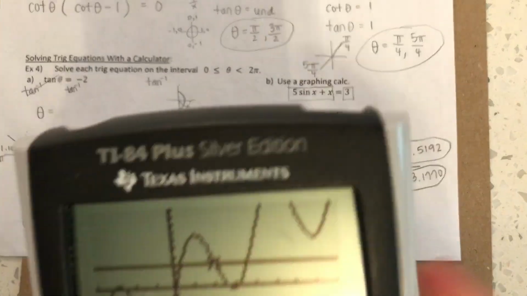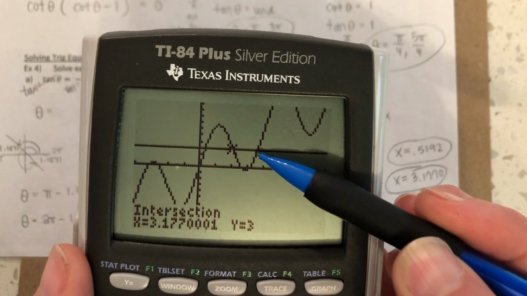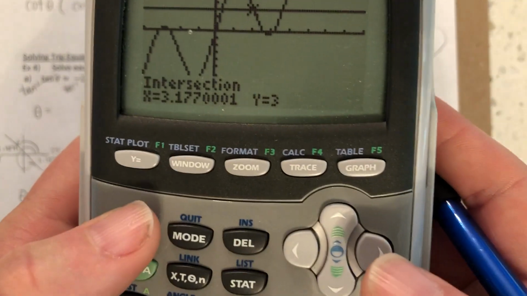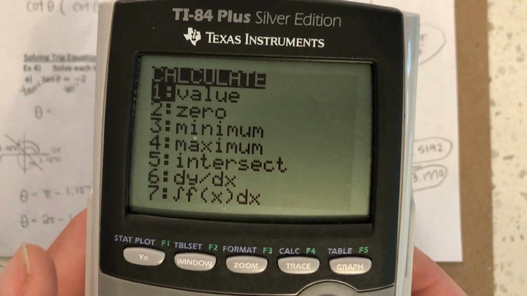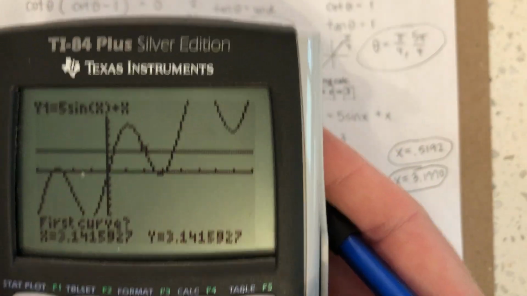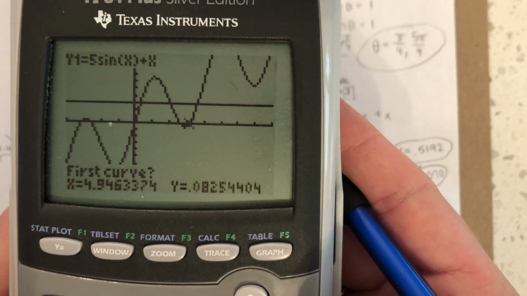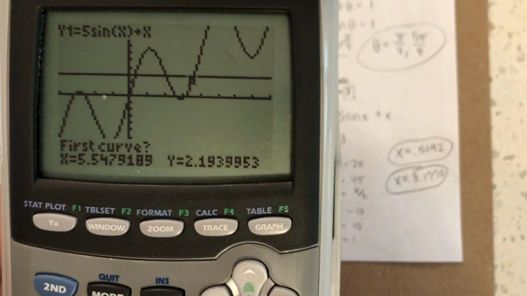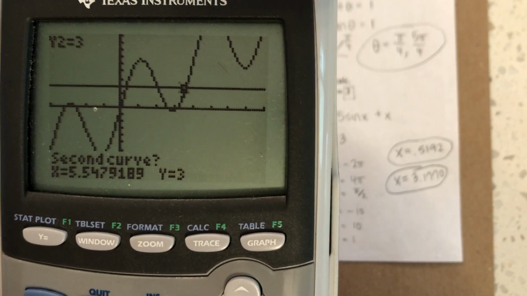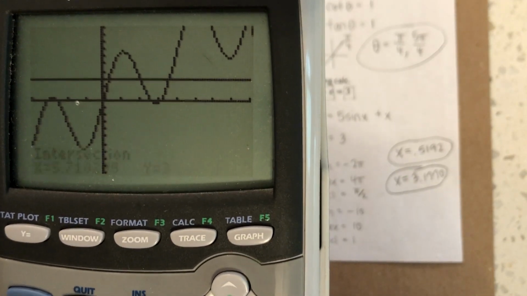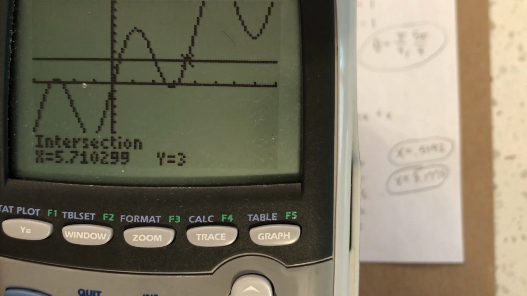And then the last one, it intersects for a third and final time right there. Let's go get that x value. So go to second trace, number 5 intersect. And now use that right arrow. Let's move it closer to this third intersection point. All right, that's pretty good. Hit enter. Now it jumps to the line. It's close. Hit enter and guess. And when x is about 5.7103.